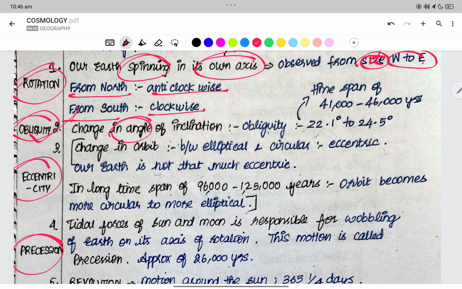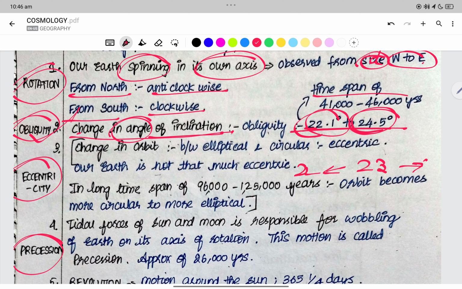Obliquity is the change in the angle of inclination, from 22.1 to 24.5 degrees. This is also important, right? So it goes from 22.1 to 24.5, with 23 and a half in between. The time span is an average of 40,000 years.